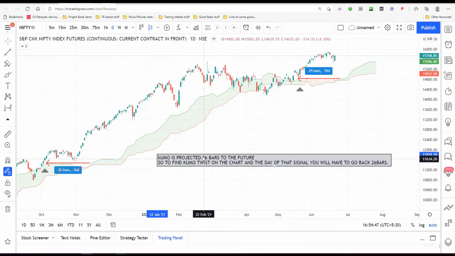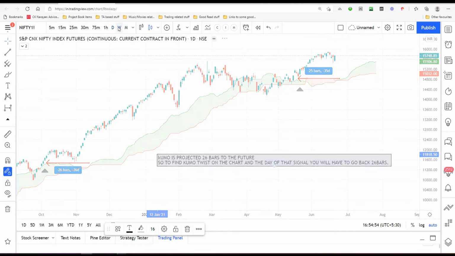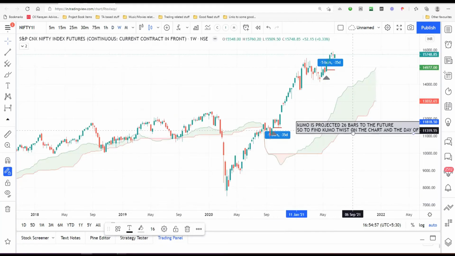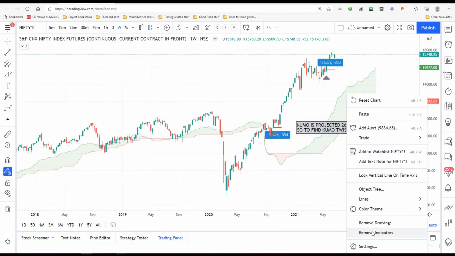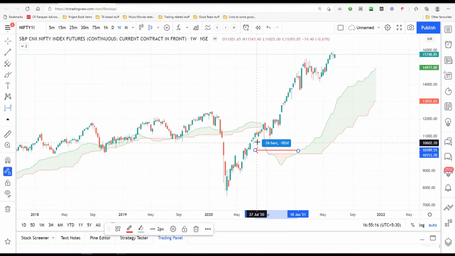So the same thing will happen when you do it on the daily chart or the weekly chart or any of those charts. Okay, so let me remove all drawings. Here is your Kumo twist. So this Kumo twist signal actually came 25 to 26 bars before this. So this is where you got your signal to buy. And look at that run. Superb run. So this is the aspect we are going to use.